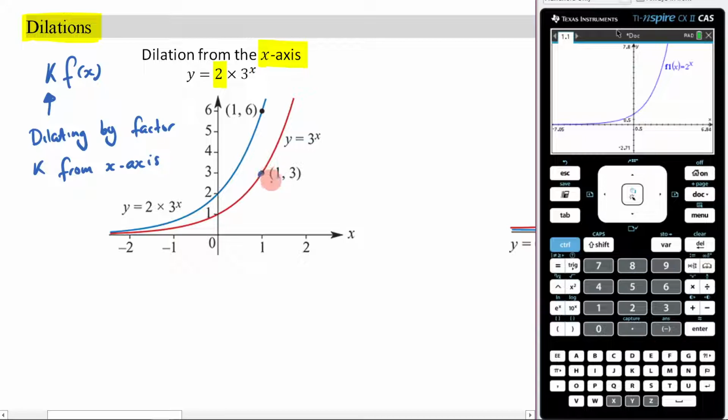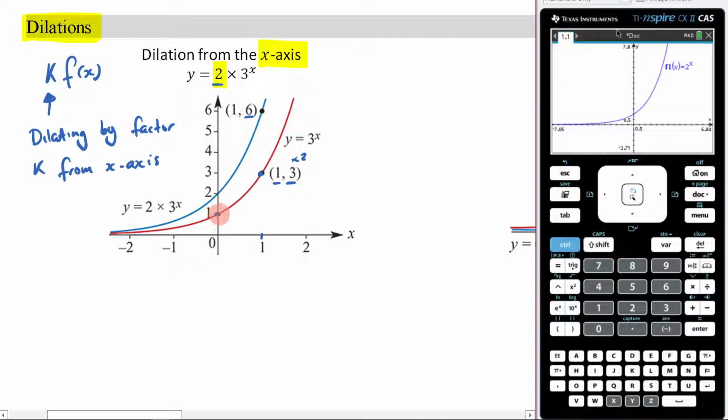So this point right here, when x is equal to 1, I get 3 out. Well, now, if I multiply the entire graph by 2, as I'm doing here, that means I'm just multiplying this 3 by 2, and now I'm getting 6 out. So do you see how it's stretched it up? It's stretched it from the x-axis by a factor of 2.